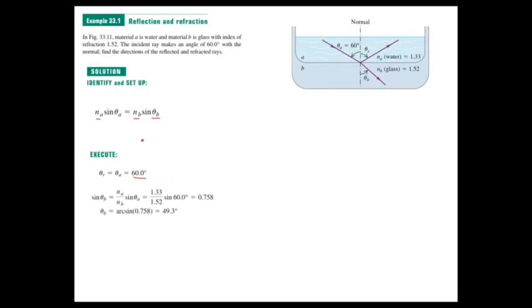Solving for sine theta B in Snell's law, we get 0.758, and taking the arc sine of this, we get 49.3 degrees for the angle of refraction. Notice that this angle is in fact smaller than 60 degrees, and this is always true on the side of the interface that has the higher index of refraction. And this ends example 33.1.